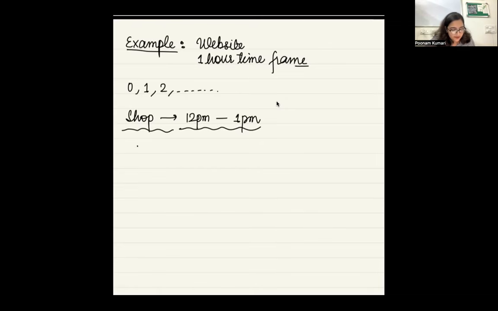So the number of people who can come to the shop is 0, 1, 2, 3, or it can keep going on, right? Obviously in a shop there's a limit of maximum amount of people who can enter. I mean, because it's a physical space, there's a limit to it. But in general, how do you model this behavior? Such kind of behaviors can be modeled using the Poisson distribution.